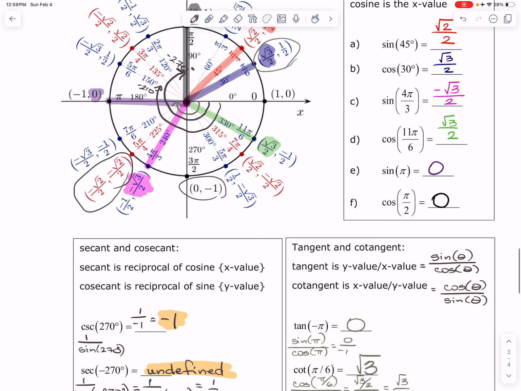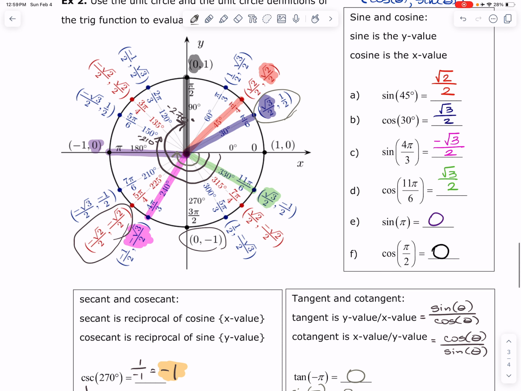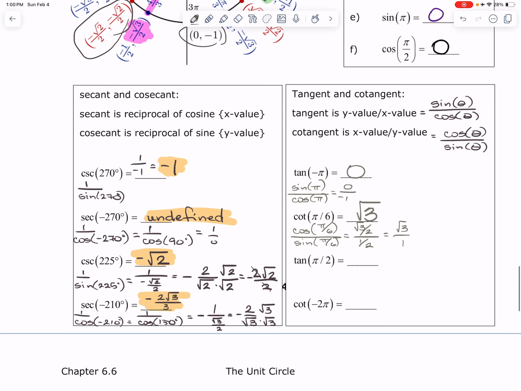Tangent of pi over 2. Pi over 2 is our 90-degree angle. Here are our coordinates, 0, 1. I got sine of pi over 2, which we just said was 1, over the cosine of pi over 2, which we just said was 0. Cannot divide by 0, so this one is undefined.